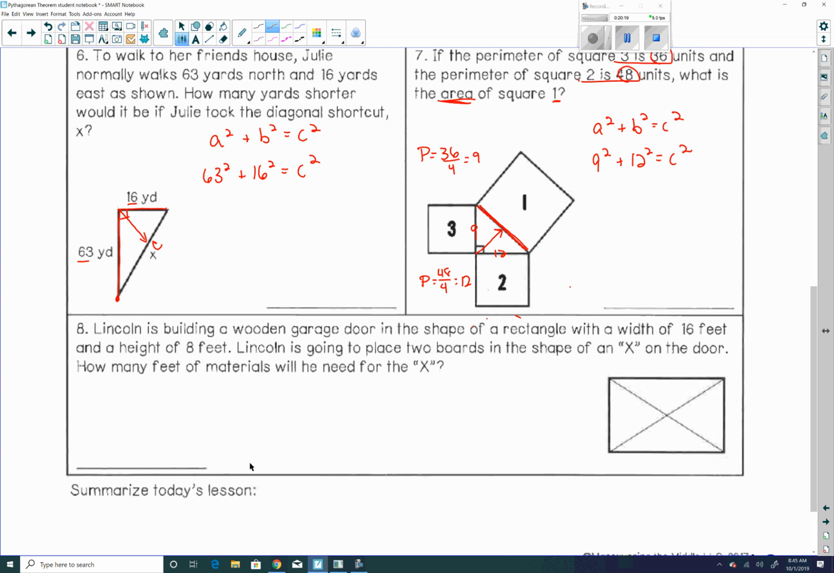And summarizing today's lesson, we can use the Pythagorean theorem in a number of different situations to help us solve real-world problems. We're going to always go back to our original a squared plus b squared equals c squared and solve for whatever we don't know.